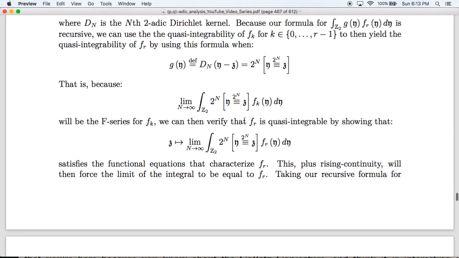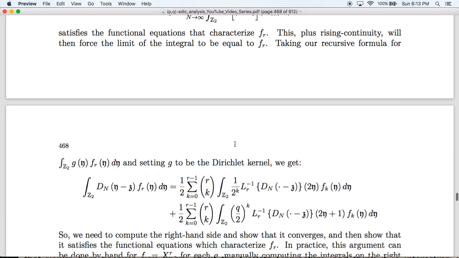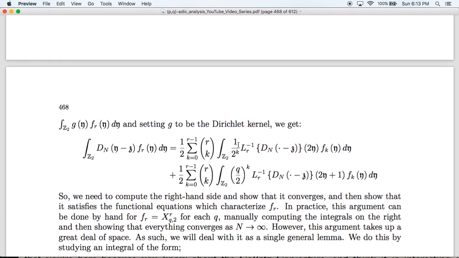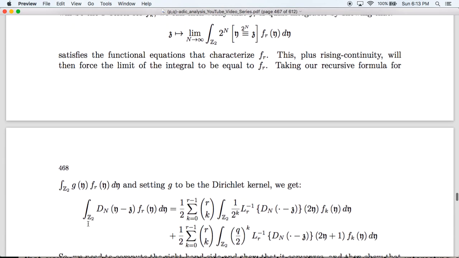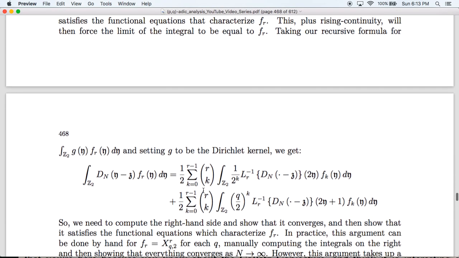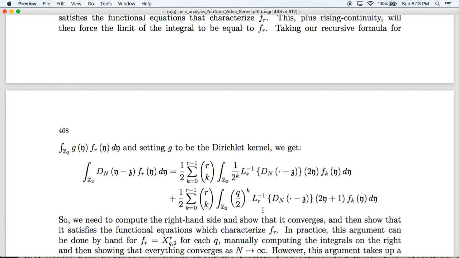So this in particular will be using, this is where the functional equation characterization of FR comes true, as well as the rising continuity, which will then give us the desired limit. So in particular, when we plug in the Dirichlet kernel for G, we get this integral. So all we need to do then is to compute the right-hand side here as n goes to infinity, and we need to show that it converges.